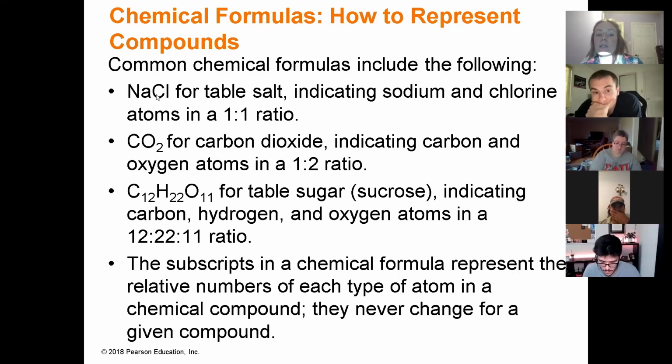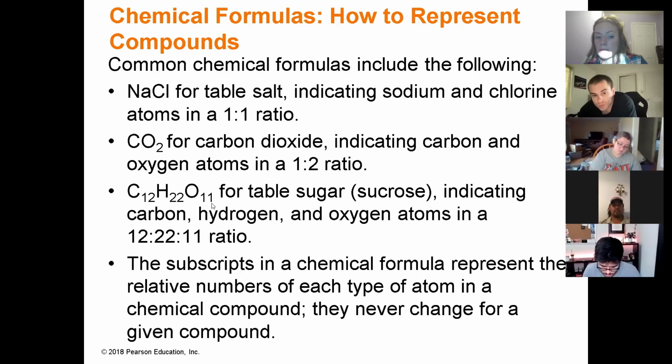It has a ratio of 1 sodium for every 1 chlorine. That is what makes table salt. If there were more or less or different things, it would no longer have the properties of salt. Carbon dioxide, CO2: 1 carbon for every 2 oxygens. They can get big. Sugar is C12H22O11. The ratio is 12 carbons to 22 hydrogens to 11 oxygens.